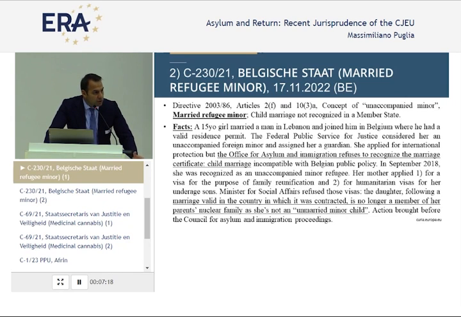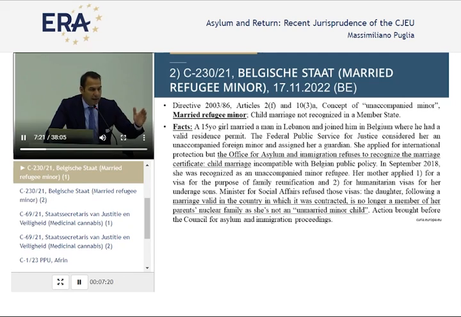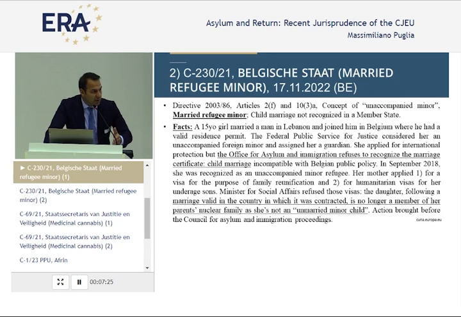A 15-year-old girl married a guy in Lebanon who had a valid permit in Belgium. She joins him in Belgium and she applies for family reunification. National authorities don't allow the reunification because they say, wait a second, we are facing a child marriage, we cannot allow that. So they assign her a guardian, and after a while she could apply to obtain refugee status in Belgium. Immediately after that, let's have a close look at the timing in this case.